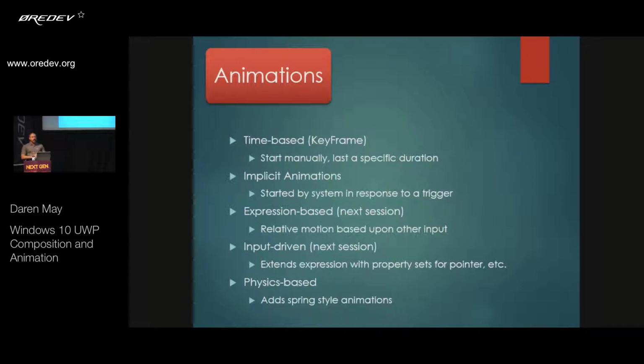Input-driven animation can monitor things such as the position of your pointer on the screen, and take that and apply an animation based upon those pointer values. So it can look at property sets, and that kind of ties into expression-based animations as well. The final animation that was introduced as part of Fall Creators Update, in fact, is physics-based, where it automatically applies a spring effect to values, so you get bounce, basically.